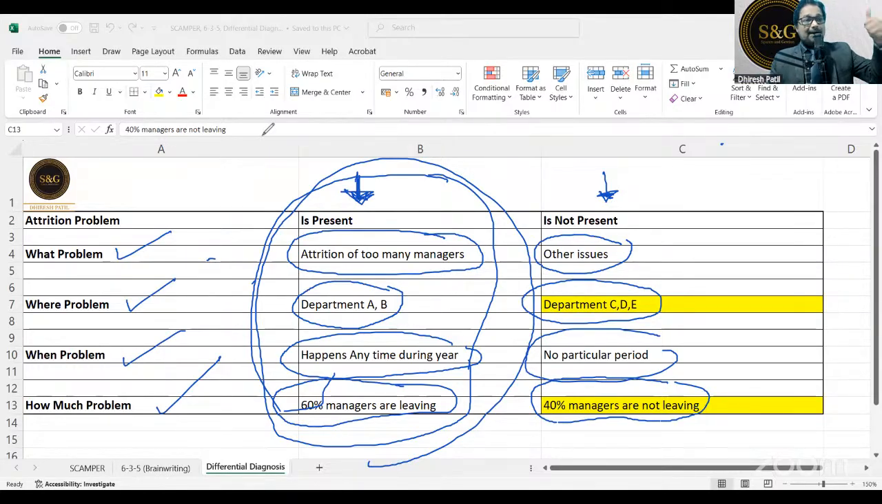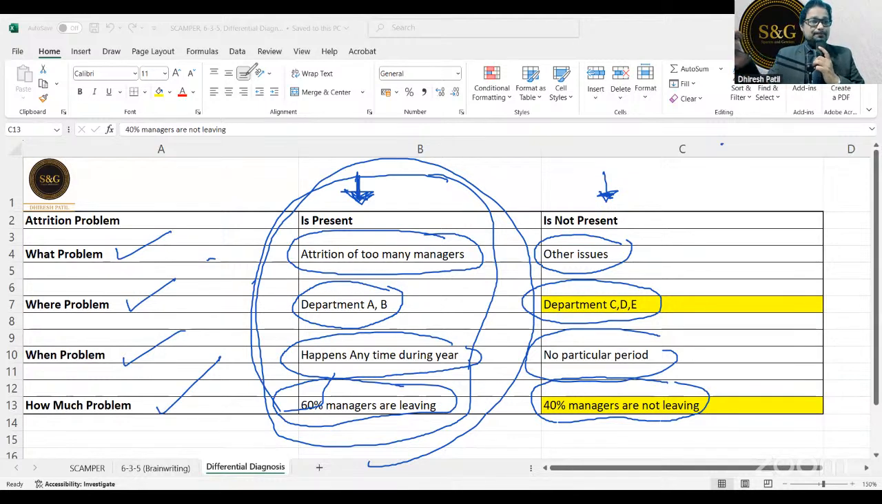So comparing departments, why are the 40% not leaving? Fantastic. What are the reasons why the other people are not leaving? Why only these people? And ask the leaving managers their problems and take care of the 40% of the managers. Very good. So in differential diagnosis, we are not only studying the problem, but we are studying the area which is doing well. And then we are comparing these two and finding out a holistic solution for it.